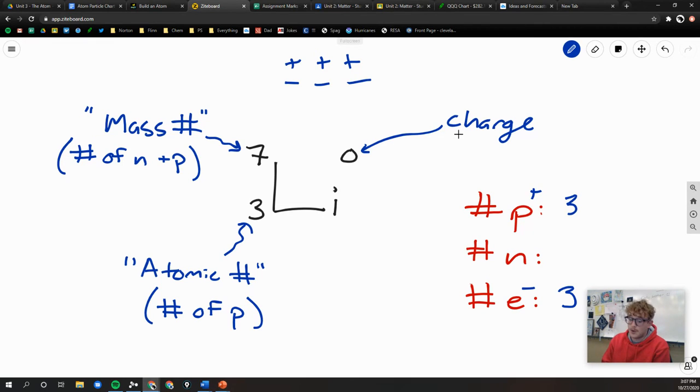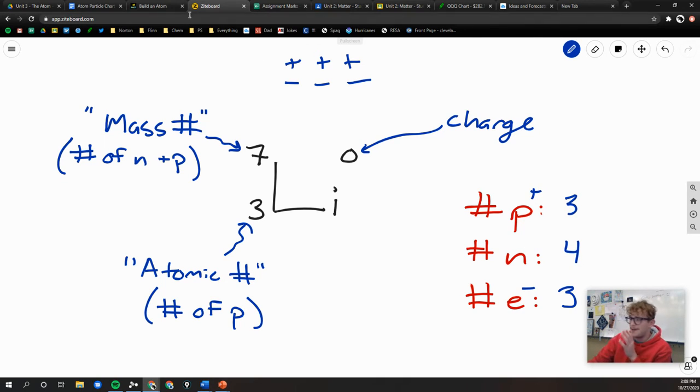That charge tells you how many electrons I'm going to need to cancel out my protons. And as we said before, the number of neutrons was 4. So 7 minus 3 is 4. So that is how, if I were to give you this symbol, you would be able to determine these numbers of protons, neutrons, and electrons.